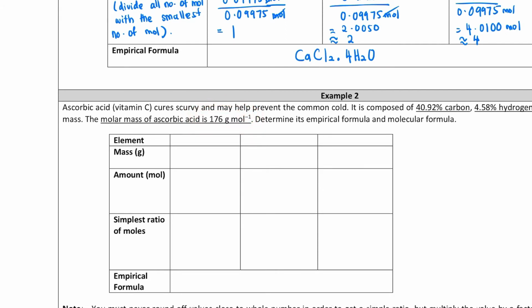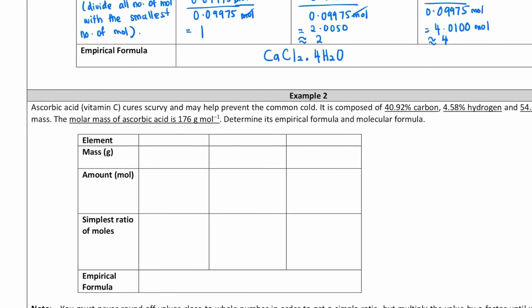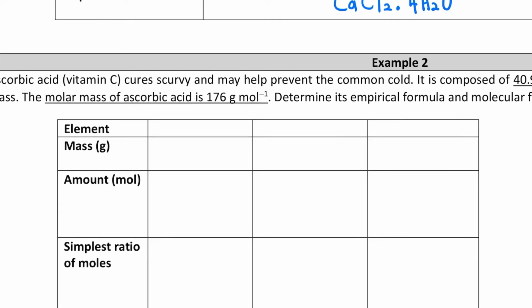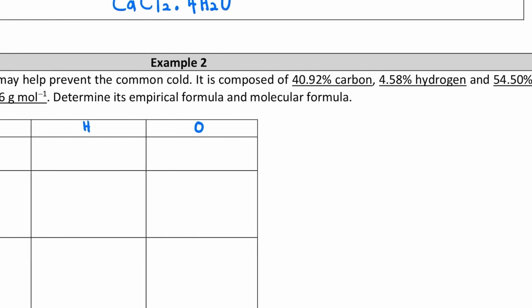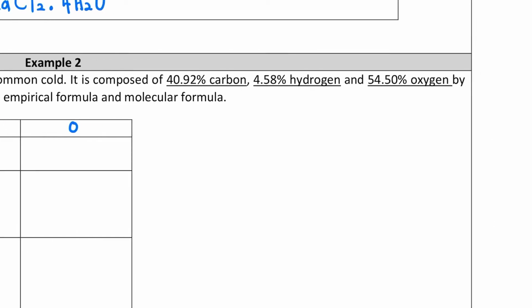Alright, so the elements over here, there are 3 elements: carbon, hydrogen and oxygen. So over here we need to fill in carbon, hydrogen, oxygen. Then the mass. How to determine the mass? Because it gives us percentage, right. So how do we determine mass? Over here we need to assume. Because it gives us percentage, we can assume that the mass of ascorbic acid is equal to 100 gram.